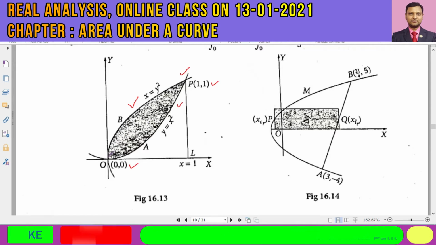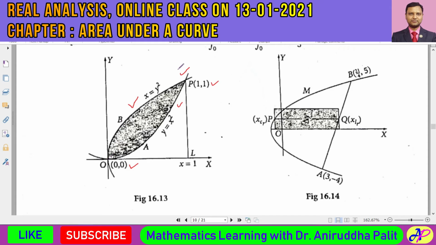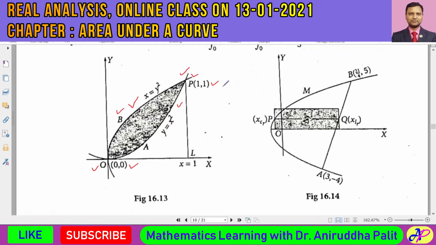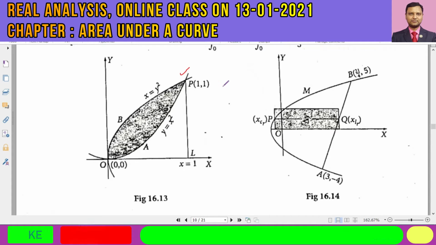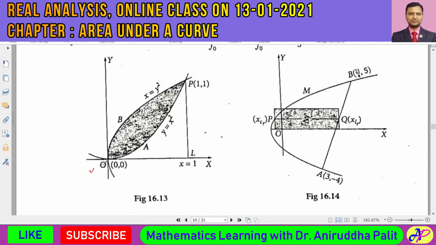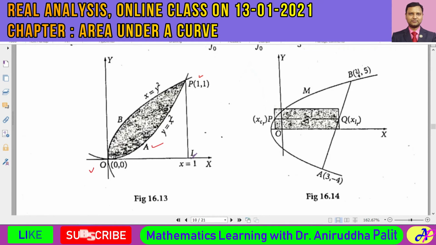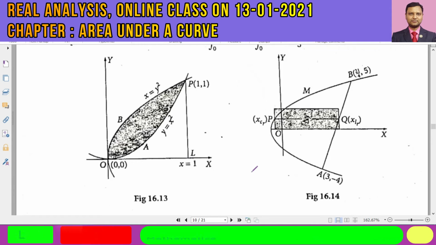The curve O, B and the point P, the part of the curve starting from the point O to the point P through this point B, is the upper boundary. And starting from the point O to the point P through this point A, this is the lower boundary. That is the curve y is equal to x square, and the upper boundary is x is equal to y square.